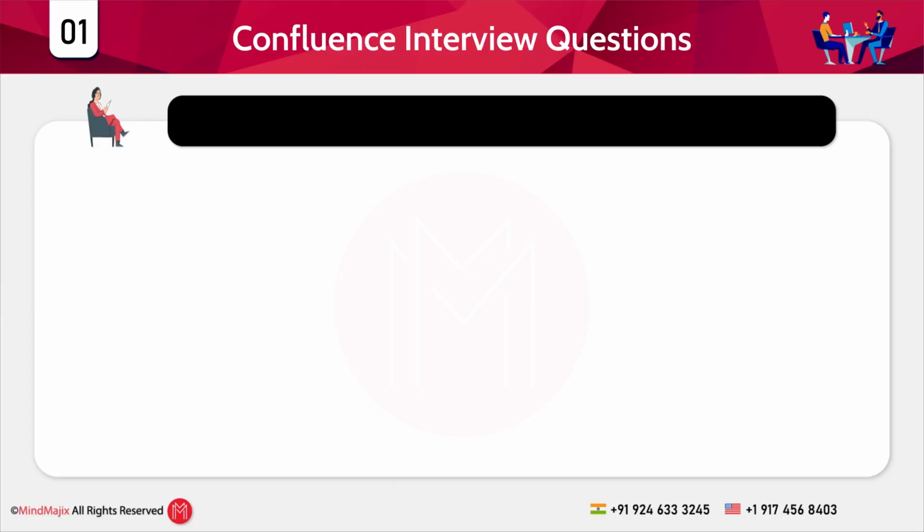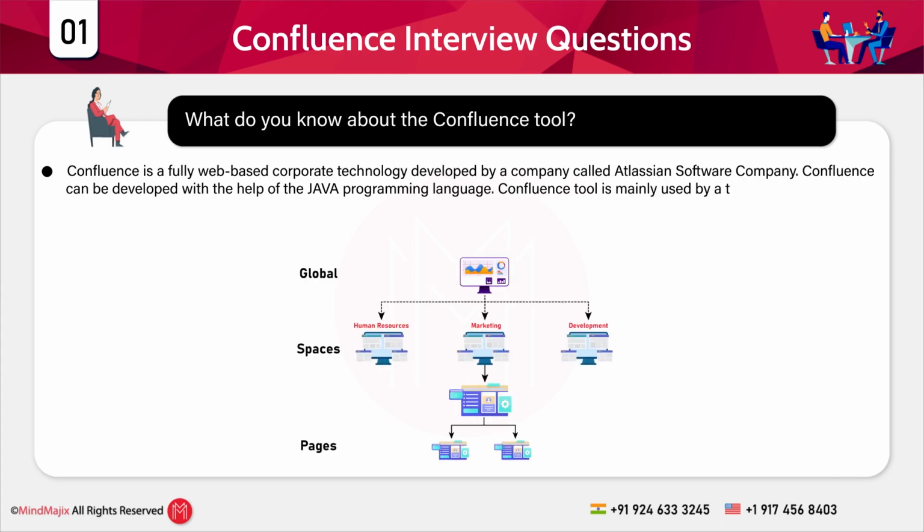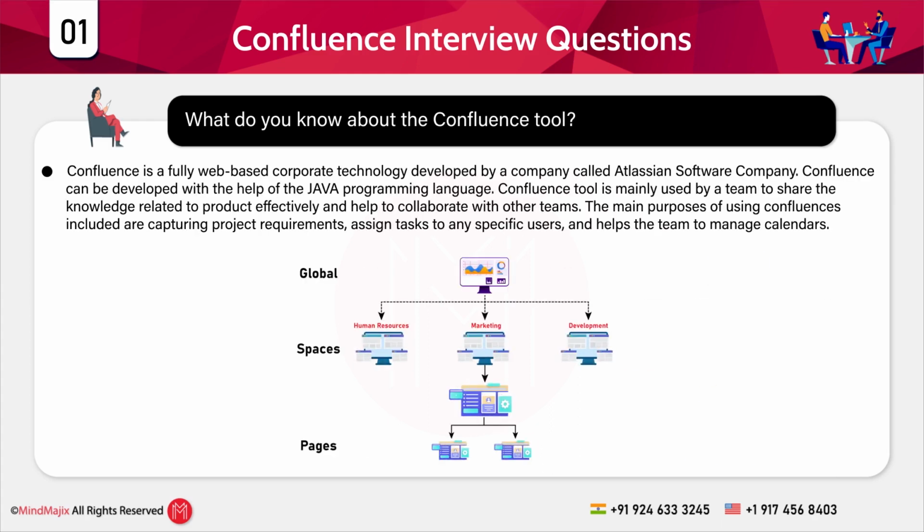So starting with the first question, which is, what do you mean by the Confluence tool? If someone asks, what do you know about the Confluence tool? They just want to check your basic knowledge about Confluence. So the ideal answer should be: Confluence is a fully web-based corporate technology developed by a company called Atlassian. Atlassian is a software company that developed Confluence. Next, Confluence is developed with the help of the Java programming language.